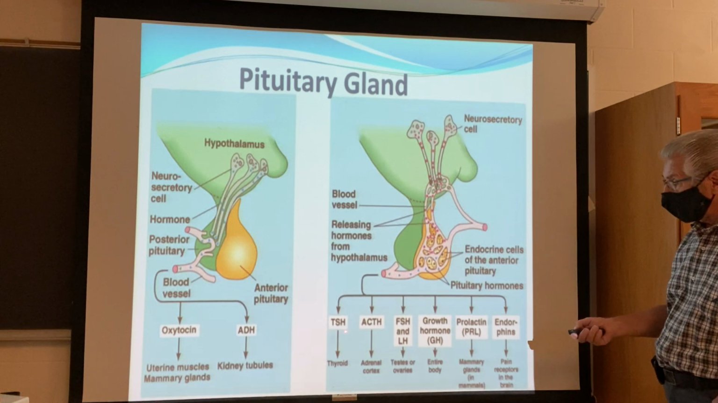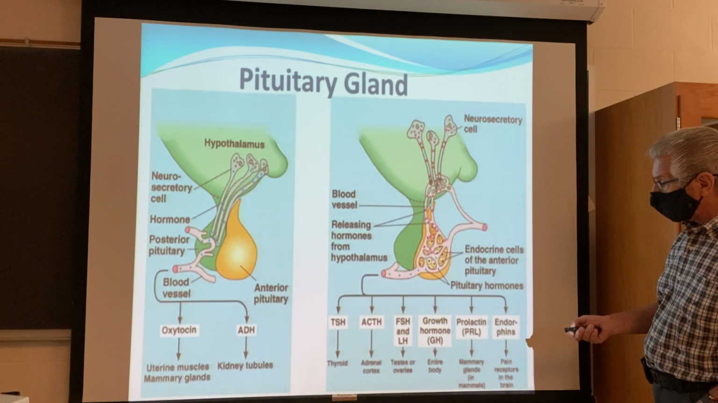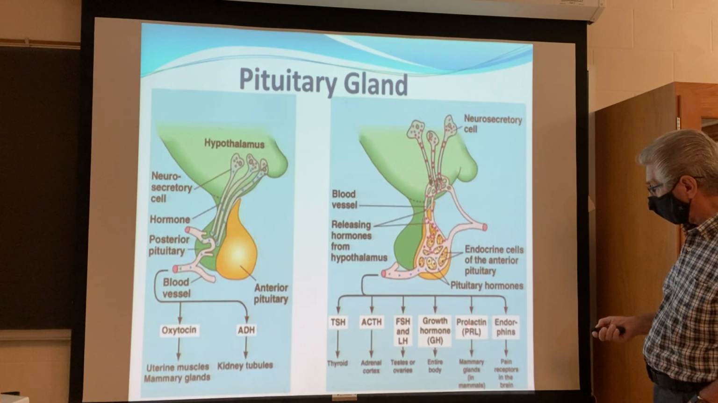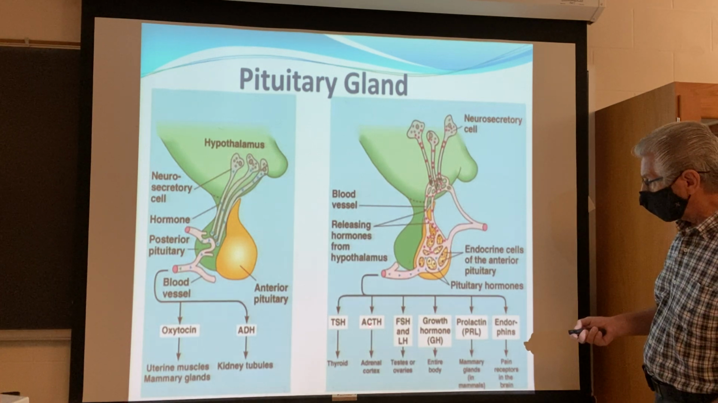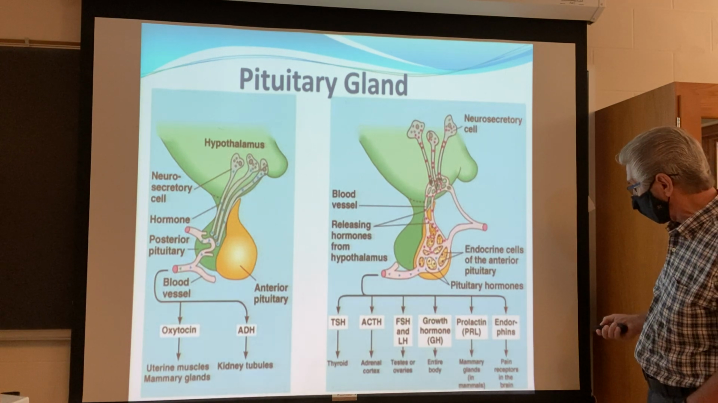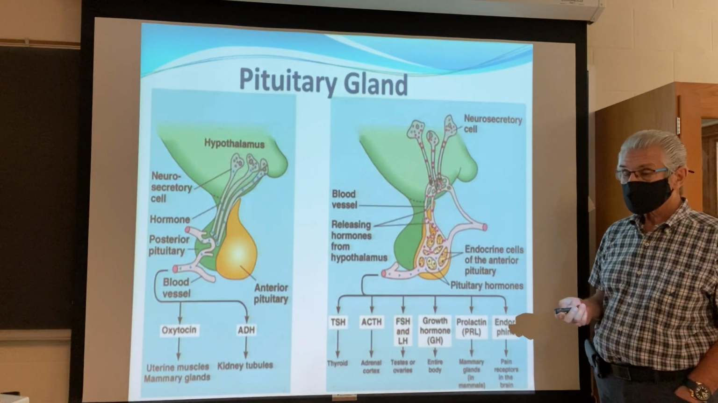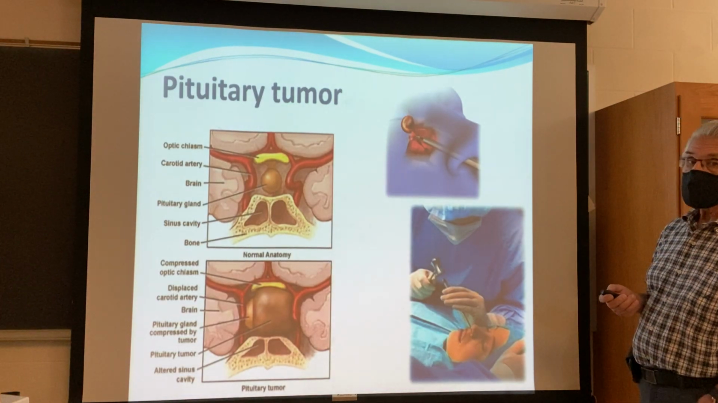and this is what you have to remember, TSH, ACTH, FSH, LH, growth hormone, prolactin, and endorphins. 1, 2, 3, 4, 5, 6, 7. Memorize those 7. They'll come in handy.